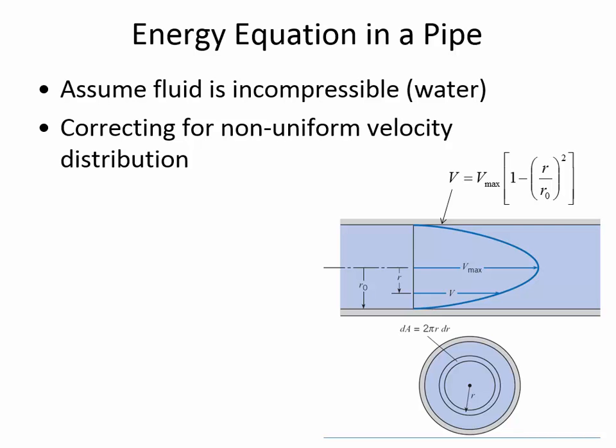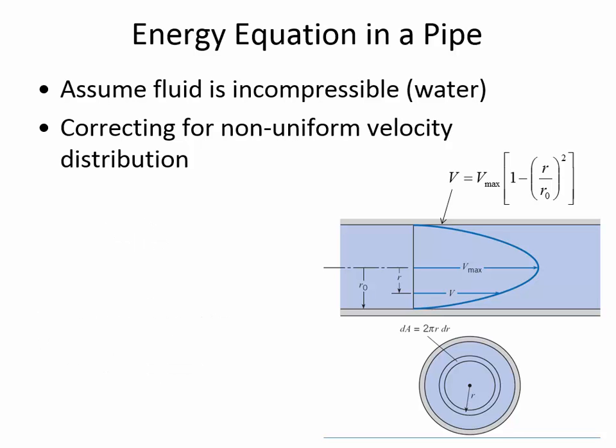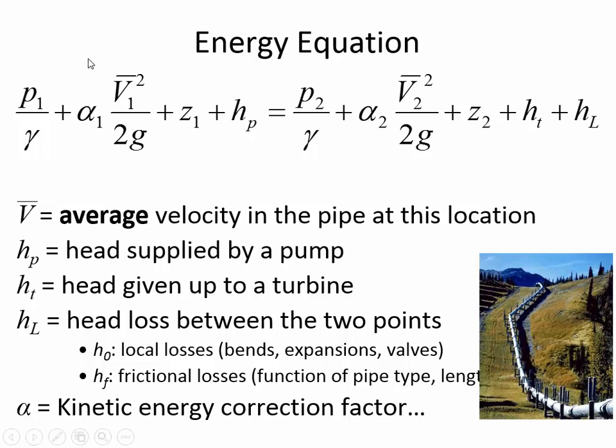It underrepresents the actual effect of velocity head. And so we can go through and find that under laminar conditions, when we have this nice parabolic shape, the kinetic energy correction factor is actually 2. And so what that means is, if you have laminar flow, there's twice as much velocity head in the system as you'd actually expect by just using the average velocity. So we have to multiply the velocity head by 2 to find the actual amount of energy that's there in the velocity head.